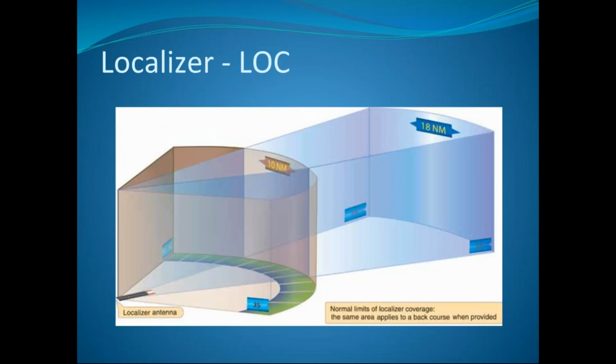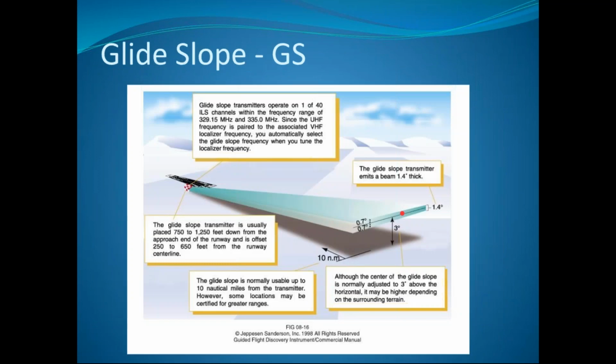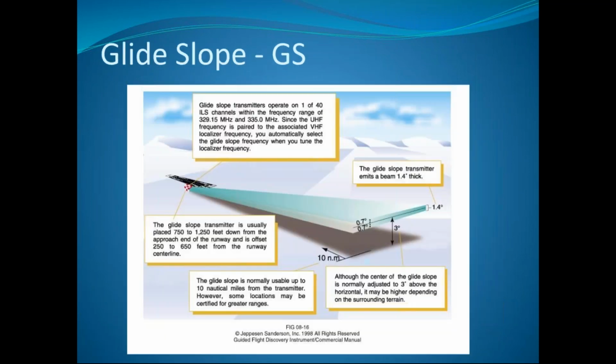This shows you the ranges of those localizer antennas and the width at these different distances. So 10 nautical miles, we have a 35-degree beam. And at 18 nautical miles, we have an 18-degree beam.